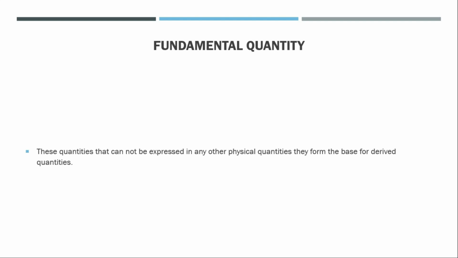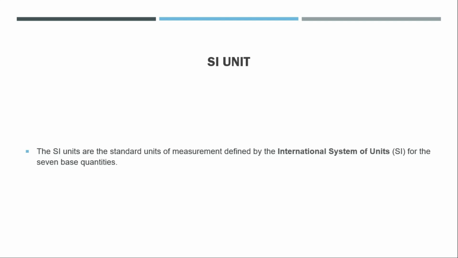So the system is based on these quantities that cannot be expressed in any other physical quantity. This is sort of the base. They form the base for what we call derived quantities. Now, because this is a biology tutorial, we are not going to get in depth with this, but as soon as we touch the physics, we are going to understand a little more about fundamental quantities. The SI unit, you would have covered some amount of this in grade 10, so for most persons this might be very well recalled. But if it is not, it's a good time to learn.